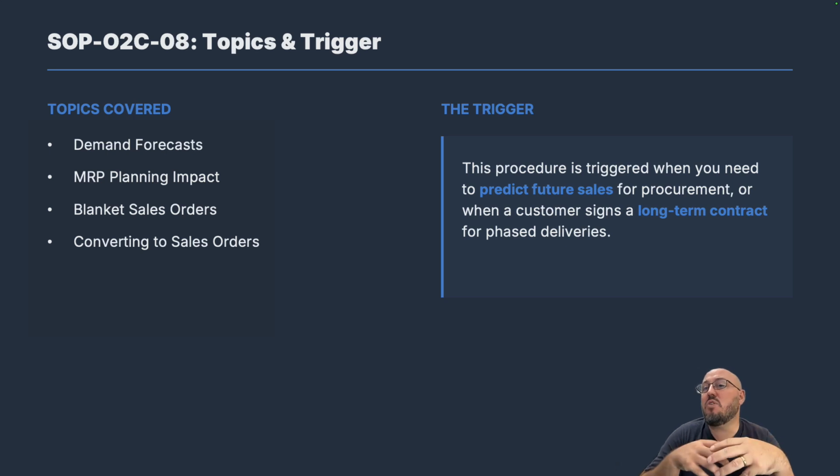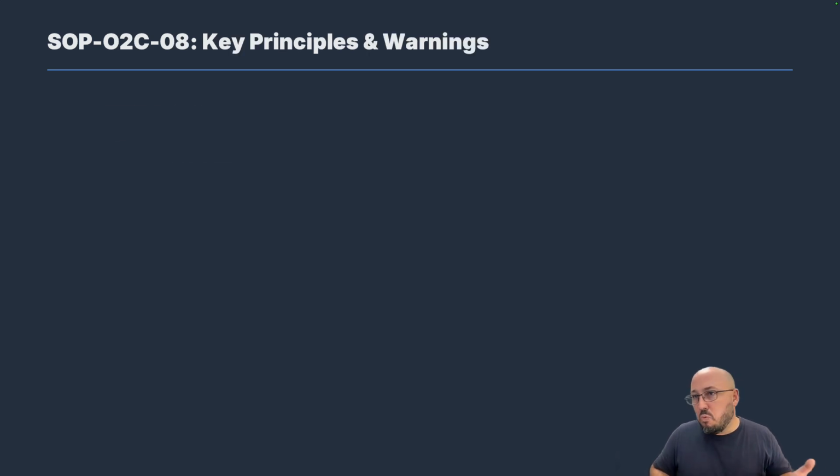All right, and they load that as a demand forecast, and then the planner runs off what they believe they're going to need. Alternatively, you've signed a big contract. When a customer signs a long-term contract for large supply and you need phased deliveries, you do a blanket sales order. So what do we need to know?